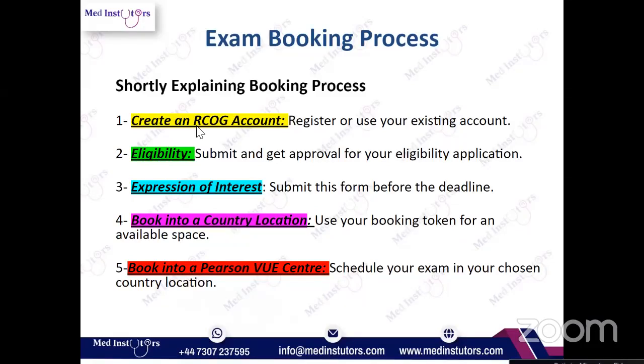First things first, you need to go on the RCOG website and make your account. Then submit your eligibility form, for which I have already told you what type of attachments you need, where you can get this eligibility form, and how you can email that.